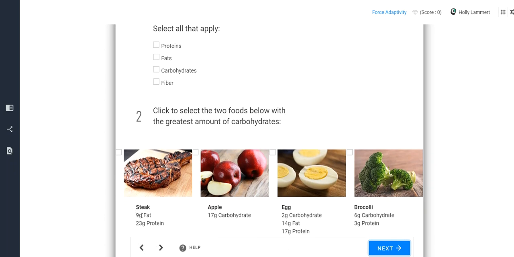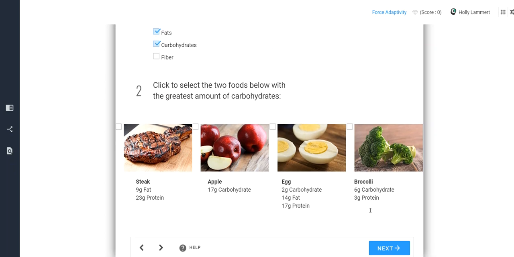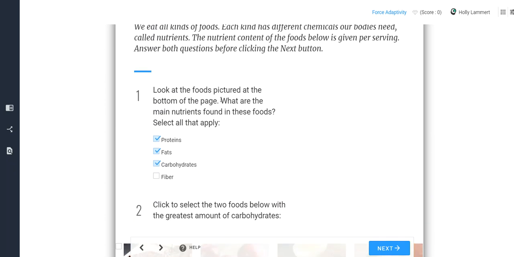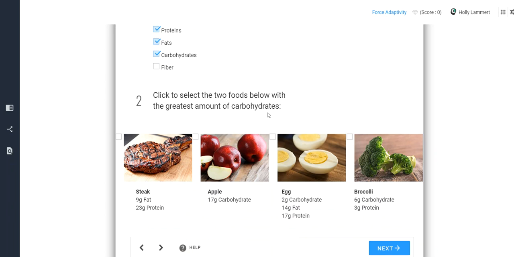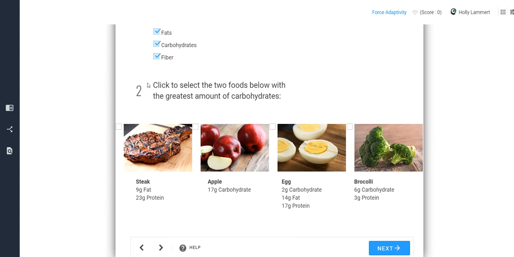All right, so we have steak. It has fat and protein. Here we go, select fat and protein. Apples have lots of carbohydrates. They have lots of fructose in fruit. Eggs have carbohydrates, fats, and proteins. And then broccoli has carbohydrates and proteins. Broccoli also has fiber, so I don't know, we'll select fiber and see if that's right.